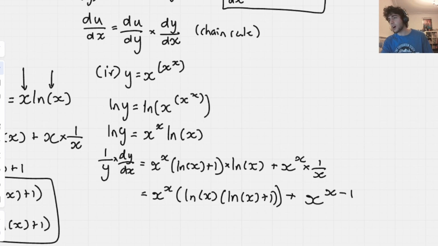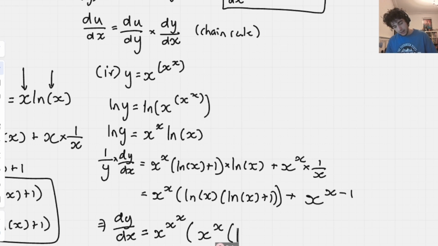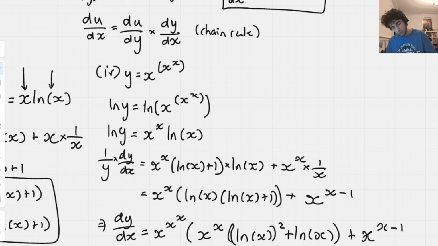But that's only 1 over y times dy/dx, so we need to multiply that by y to get our final answer. So this obviously implies that dy/dx is equal to y lots of that. And remember that y is just x to the power of x to the power of x, so this is x to the power of x to the power of x multiplied by x to the power of x, times (ln x) squared plus ln x, and then plus x to the power of x minus 1. I'll write it as (ln x) squared, because I think some people get mad at me if I do it the other way.